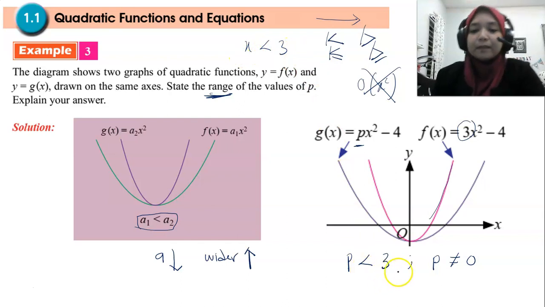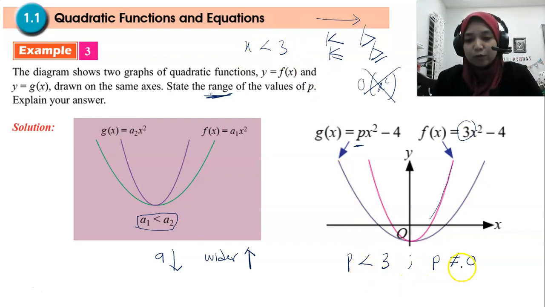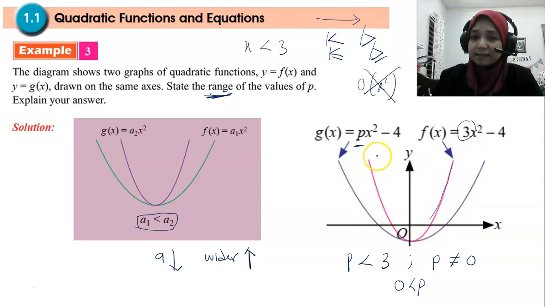Okay, boleh. So, kita tahu P cannot be 0. So, P must greater than 0. But P cannot be 3. Kalau P is equal to 3, nanti maksudnya graph fx equal to gx kan? So, P must less than 3. So, settle. Inilah range awak.